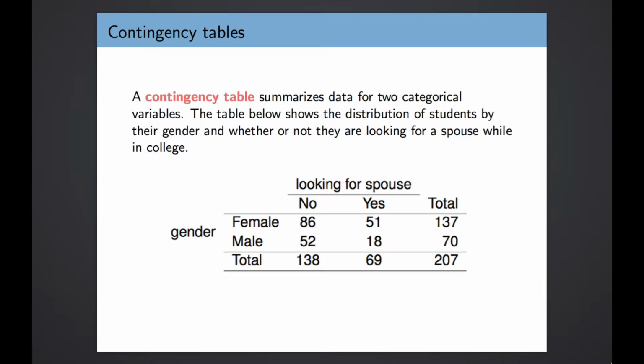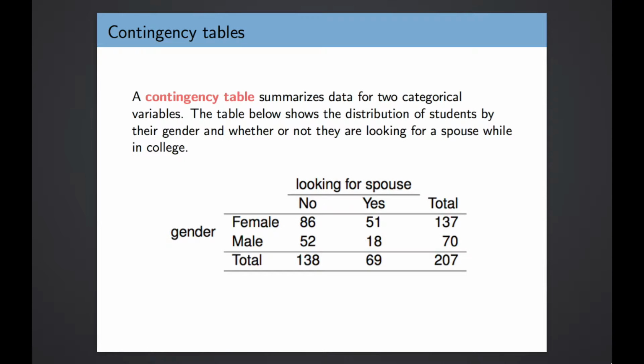In this table, we see responses from various college students to the question of whether they're looking for a spouse while they're in college. And we see those responses broken down by the gender of the respondent, whether the respondent was male or female. There were a total of 207 respondents. We can see that number 207 in the lower right-hand corner of the table. Also in the right-hand column, we can see that 137 respondents were female and 70 of the respondents were male.